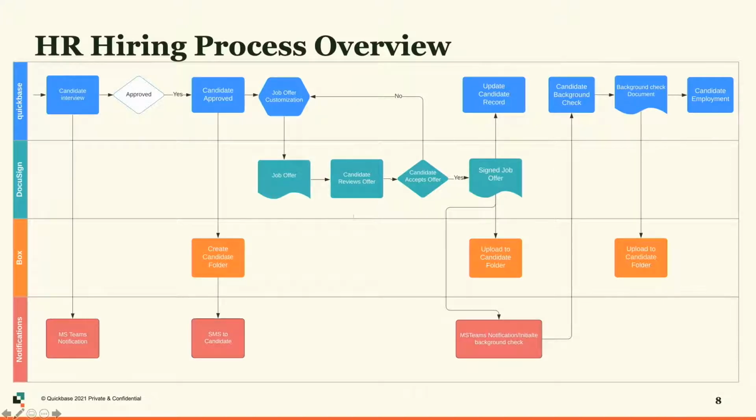We have Quickbase as our system of record, holding the app of our candidate approval process, and Pipelines in here, orchestrating and running the whole workflow automation. In DocuSign, we create the template, fill it in with data from Quickbase, and sign and execute it there. Box is our file storage, and we send notifications via MS Teams to our HR team, for example, or SMS with our Twilio channel to the candidate.